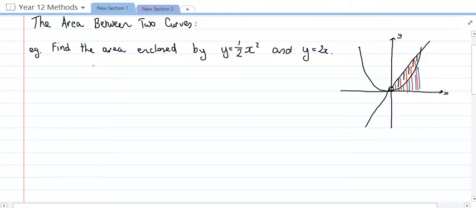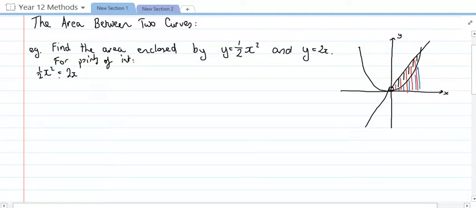To set this up, I need to first know what the points of intersection are. Now, one of them is pretty obvious, that's the origin right there. The other one isn't so obvious, so I'm going to need to do a little bit of algebra to figure it out. So to find where they intersect, I'll put them equal to each other. So half x squared equals 2x. I should make a note, this is for points of intersection.